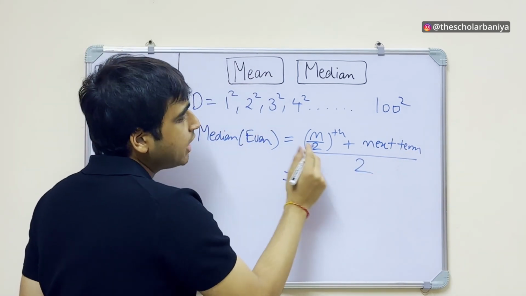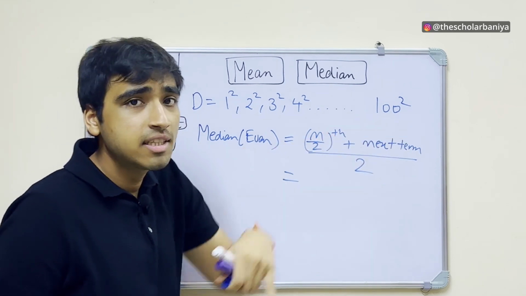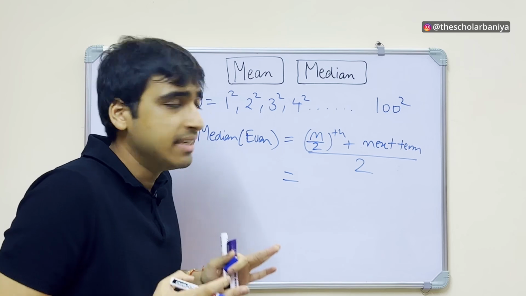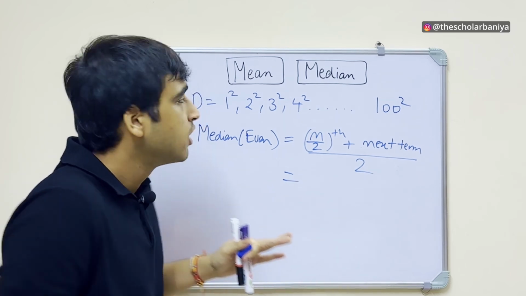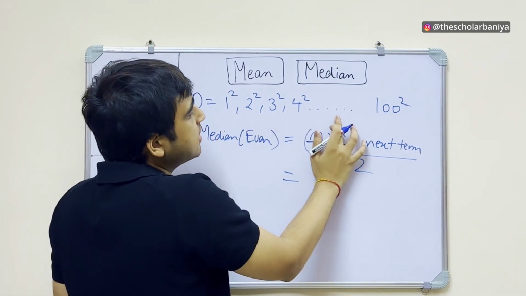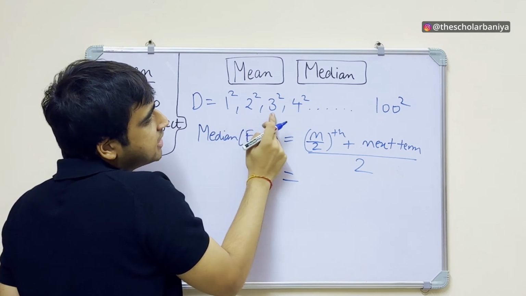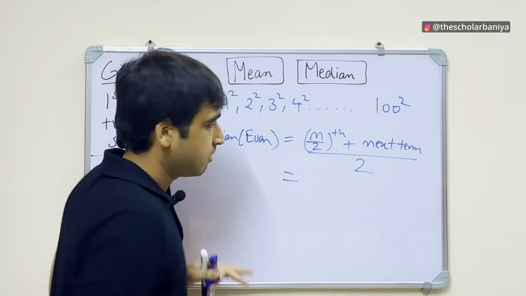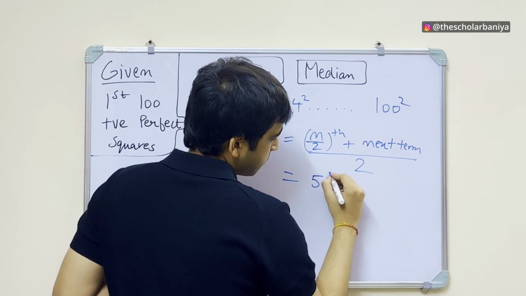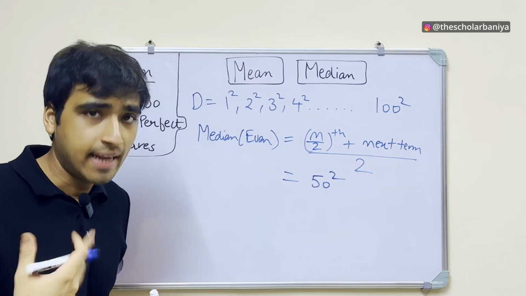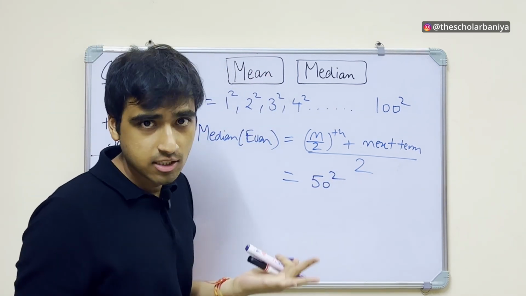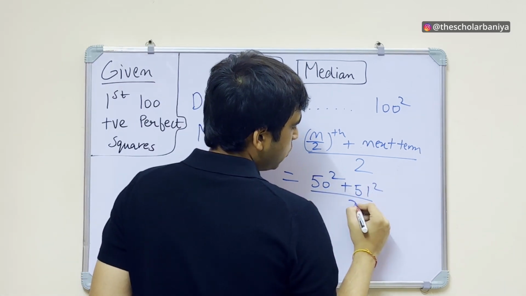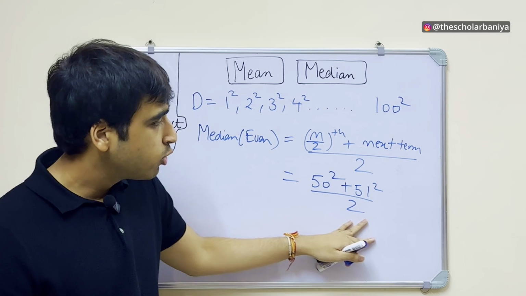So what is the n by 2th term? The n by 2th term means the 50th term because n is 100. So 100 upon 2 means 50. So that means the 50th term. So what will be the 50th term in this? So this is the second term, this is the third term, this is the fourth term. So the 50th term will be 50 square, right? And what will be the next term? The next term will be 51 square, obviously, upon 2. So this comes out to be the median.